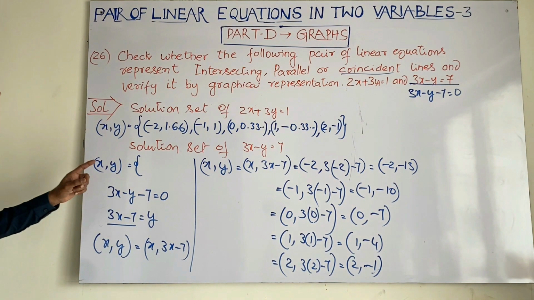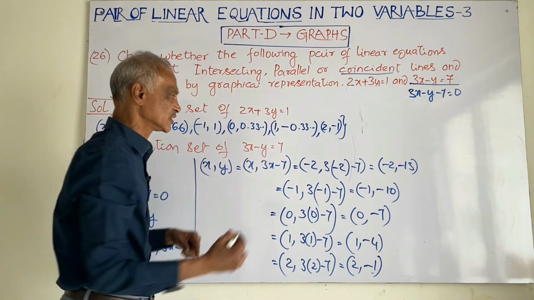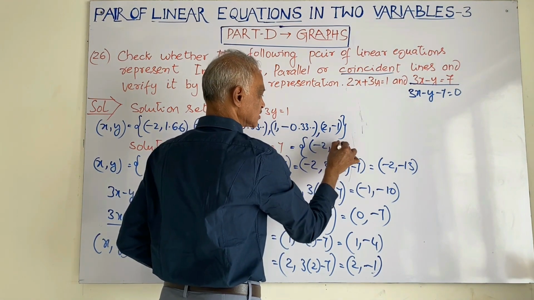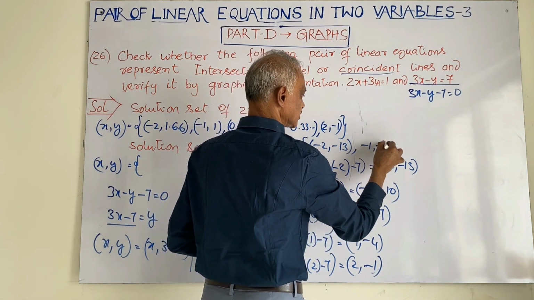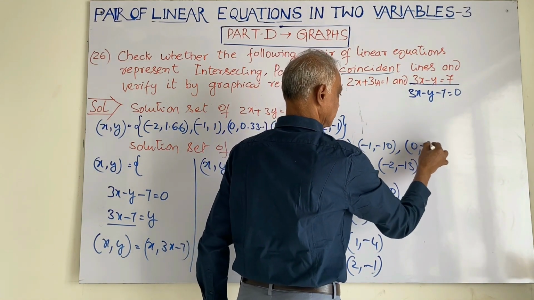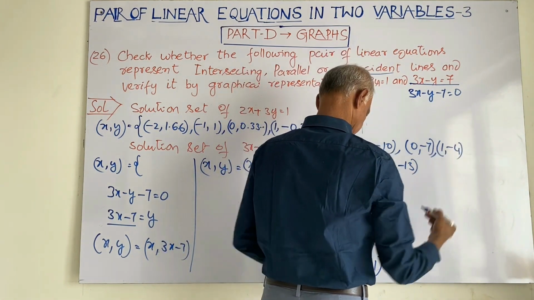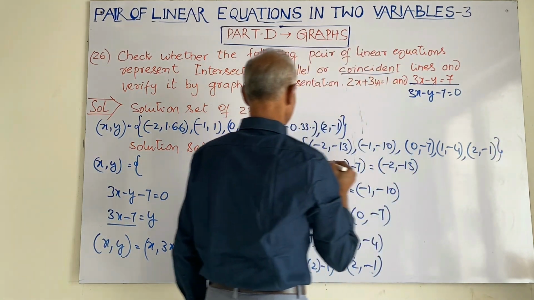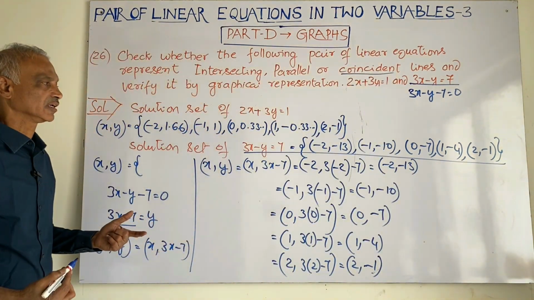Now you write what are the ordered pairs. What is the solution set for 3x minus y is equal to 7? Here I will write the solution set: minus 2, minus 13; minus 1, minus 10; next 0, minus 7; next 1, minus 4; and 2, minus 1. This is the solution set for 3x minus y is equal to 7.